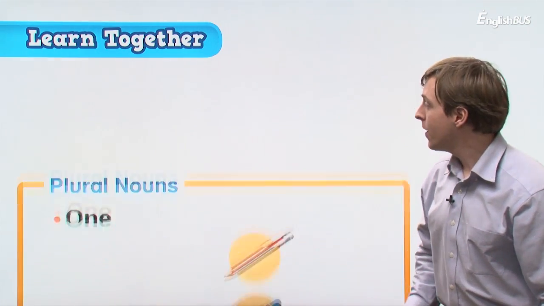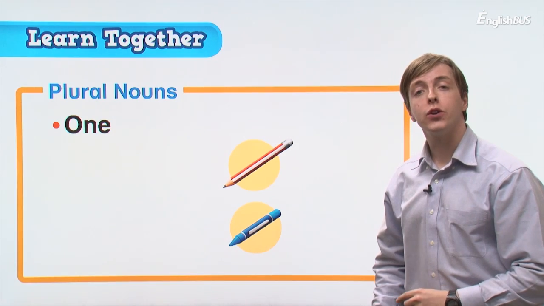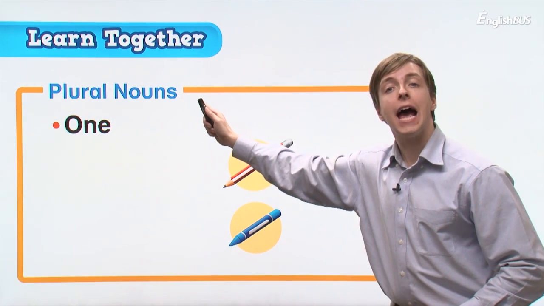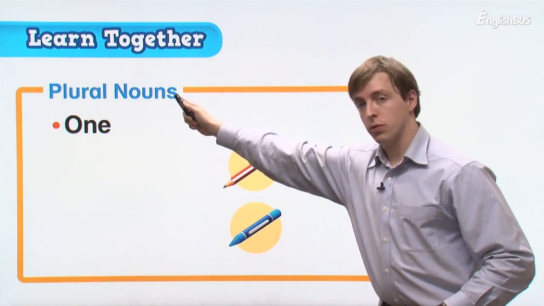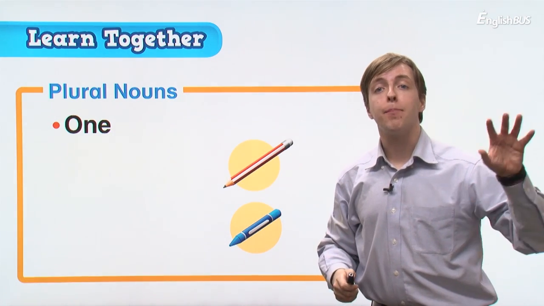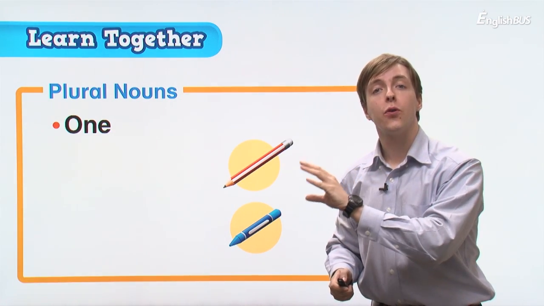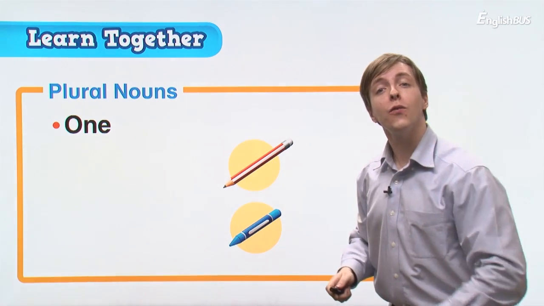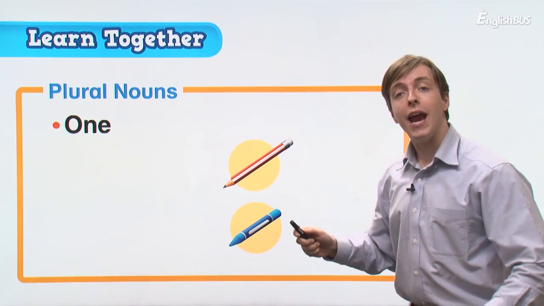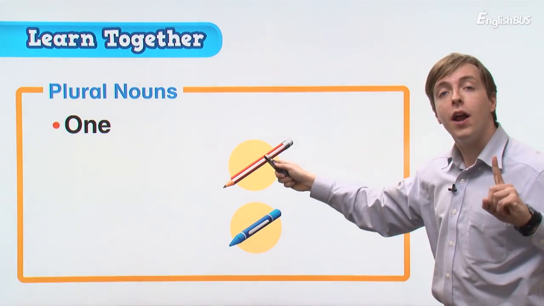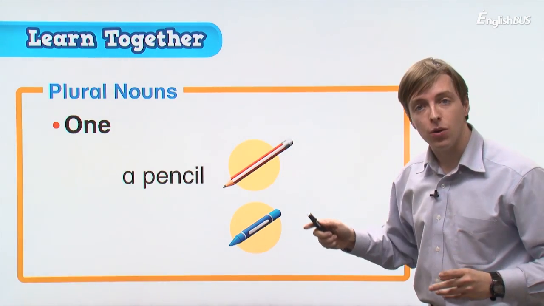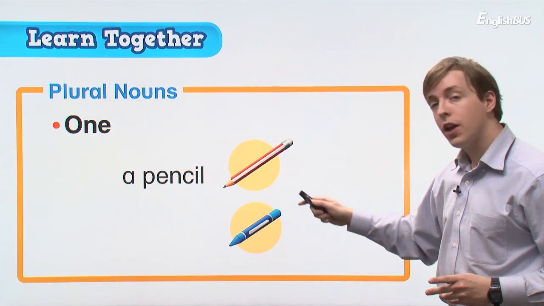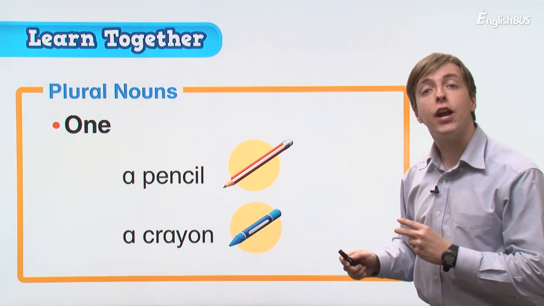Now, let's look on page 8 at Learn Together. So here we're going to talk about plural nouns. Now, nouns, as you know, are a person, place, or thing. But what is plural? Well, we'll find out. So first, we have one of something. One pencil, a pencil, or one crayon, a crayon.